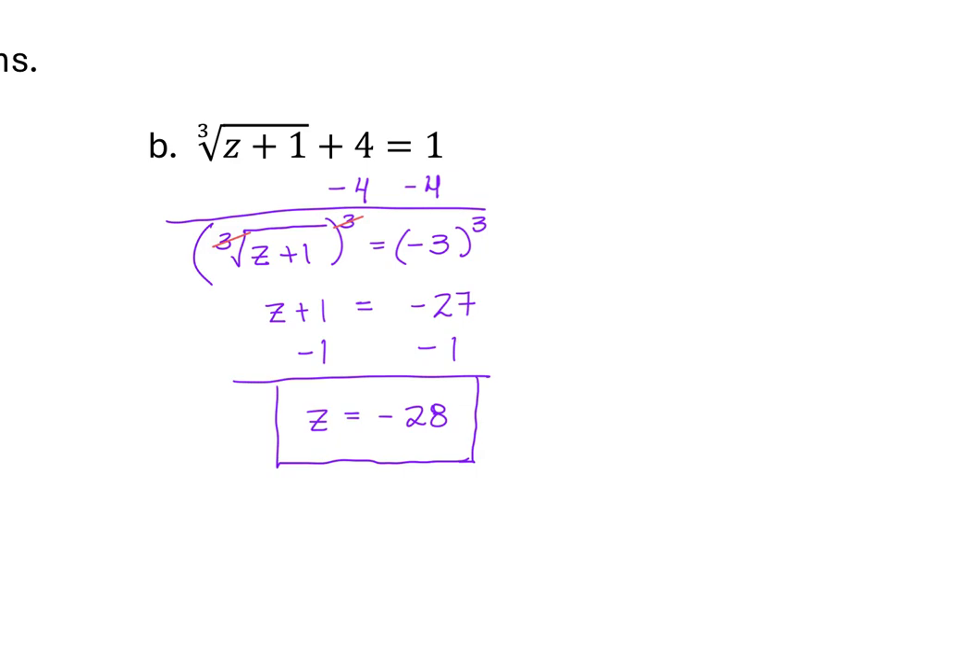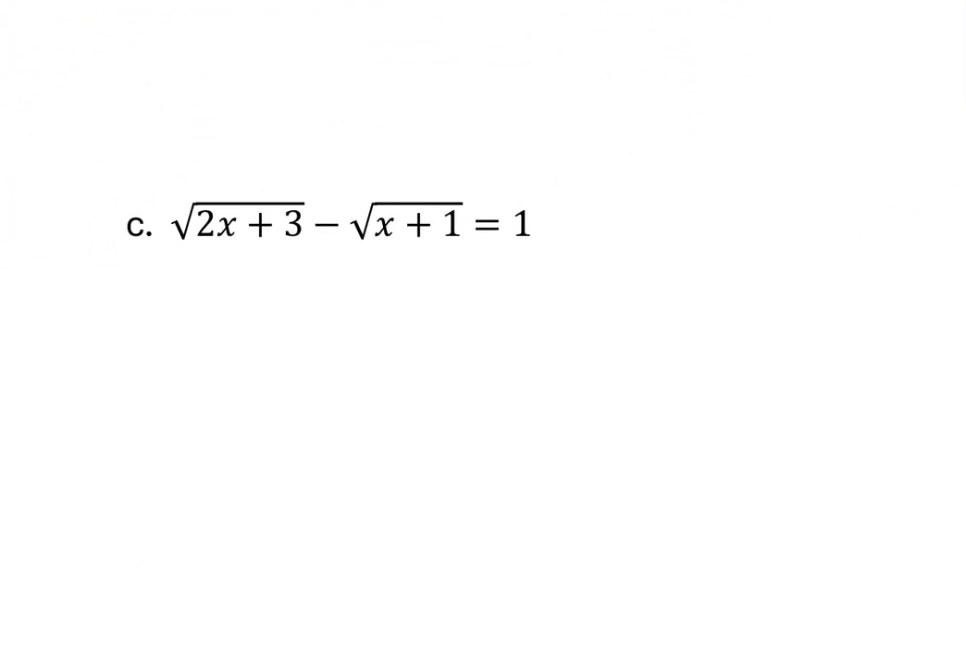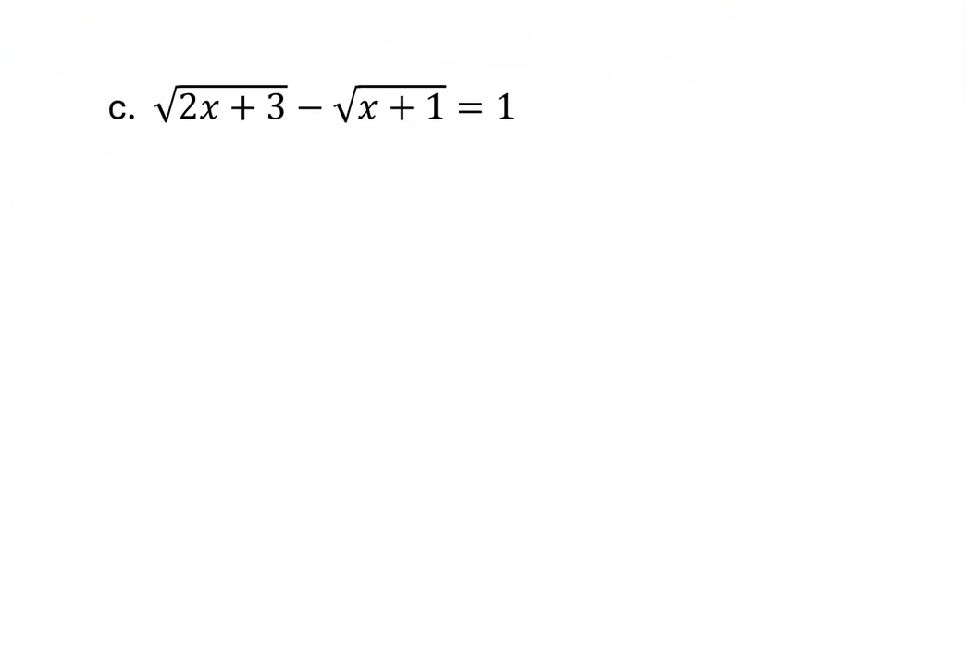Okay, so now we're going to get into level 3, and these are going to be the hardest ones that we're going to look at in terms of solving radical equations algebraically. So we're going to come down to example C. For example C, we have 2 square roots. We're still going to follow the same basic process. So the first thing that I want to do is isolate one of my square roots.